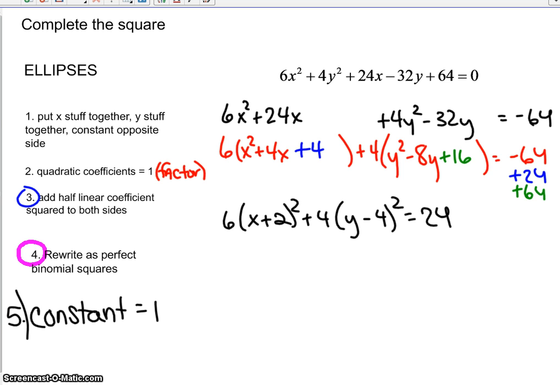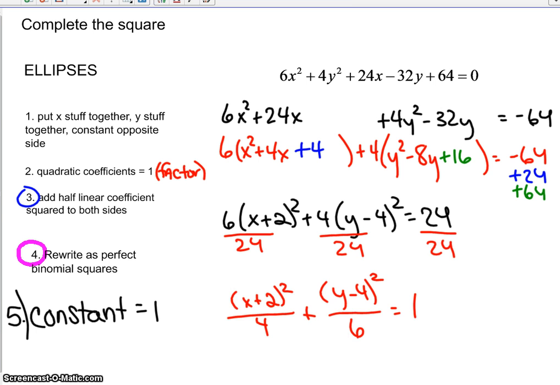All right, so again, to get my perfect binomial squares, half of that linear term is what's going in here with my variable. Half my linear is what's going in with my variable. And then what I'm doing again is adding all the stuff up on the right side. Okay, now do step number 5. And there you have it.